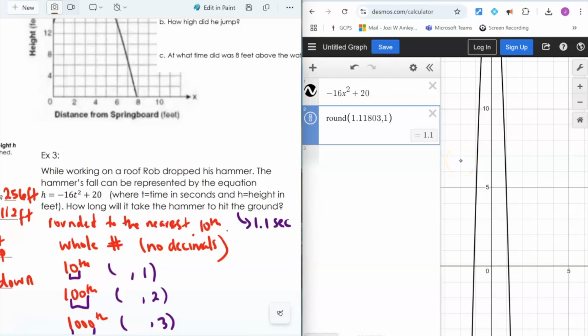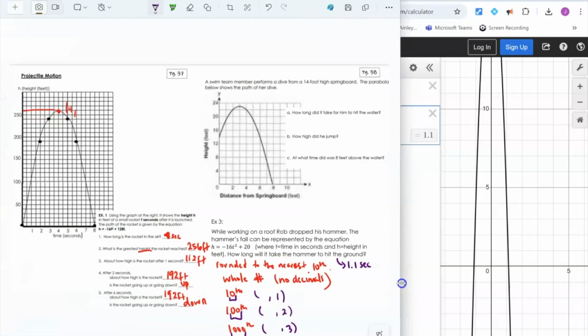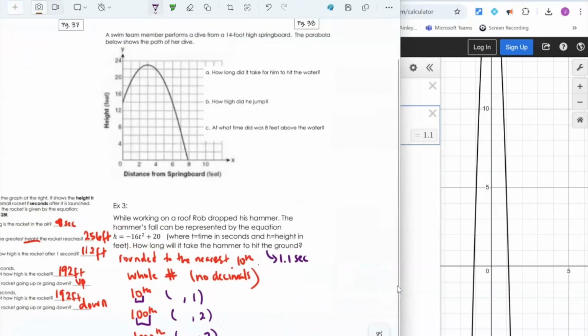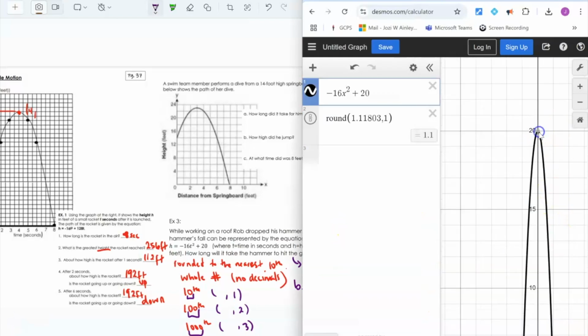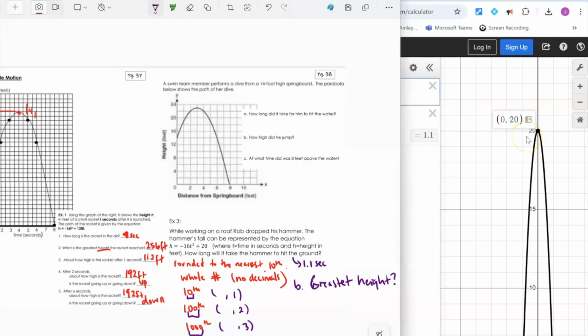Now we are going to answer some other questions because I want to make sure I cover everything. So that's how long it took to hit the ground. Let's say B, greatest height. What was the tallest the hammer ever was? That's going to be the vertex. This is time and this is height. So it was 20. Is this feet? Height in feet. Yes, the greatest height is 20 feet.